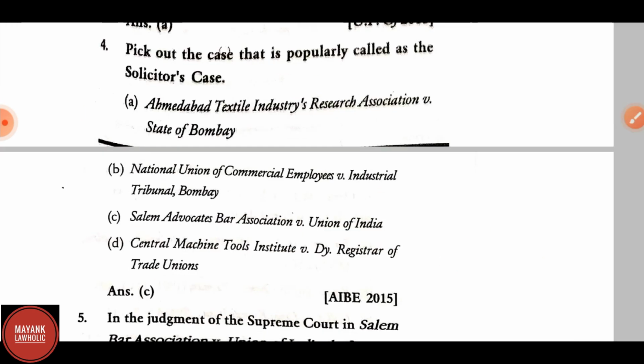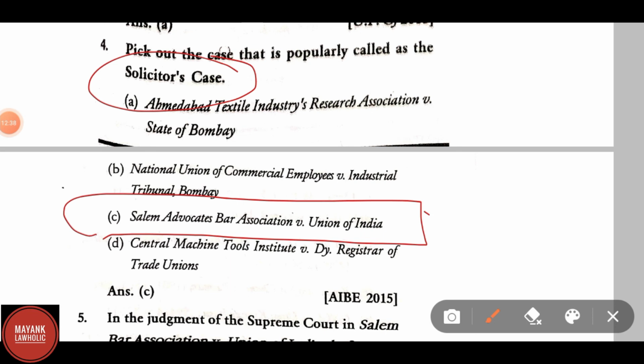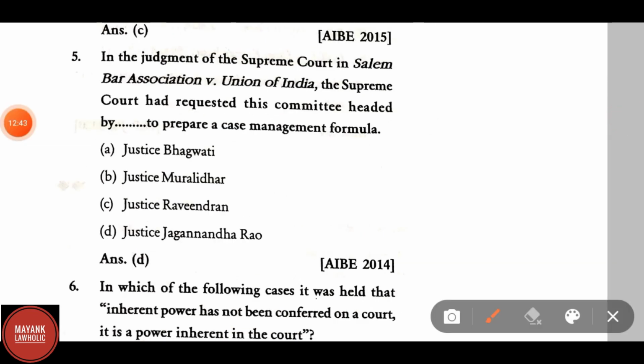Pick out the case that is popularly called the solicitor's case. Correct answer is C, Salem Advocate Bar Association versus Union of India. In which judgment of the Supreme Court in Salem Bar Association versus Union of India did the Supreme Court request a committee headed by dash to prepare a case management formula? Correct answer is Justice Jagannath Rao.